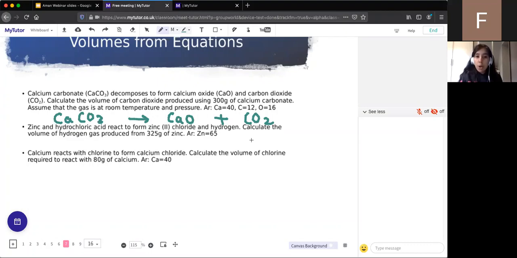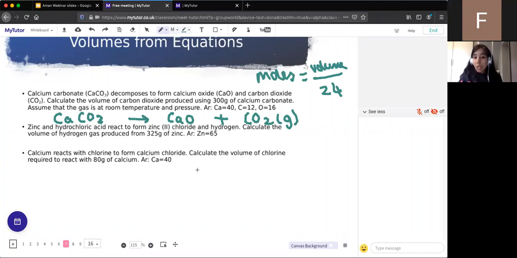Calculate the volume of carbon dioxide produced using 300 grams of calcium oxide. 300 grams of calcium carbonate. Assume that the gas is at room temperature and pressure. So effectively, the only gas here is carbon dioxide. The others are not gases. So what we need to do first of all then is we need to know the moles of carbon dioxide, because remember our equation is that the moles equals the volume divided by 24. And if we want to know the volume of carbon dioxide, we need the moles. To calculate the moles, we need to know the moles of calcium carbonate, and that's because they've told us that there's 300 grams of calcium carbonate.